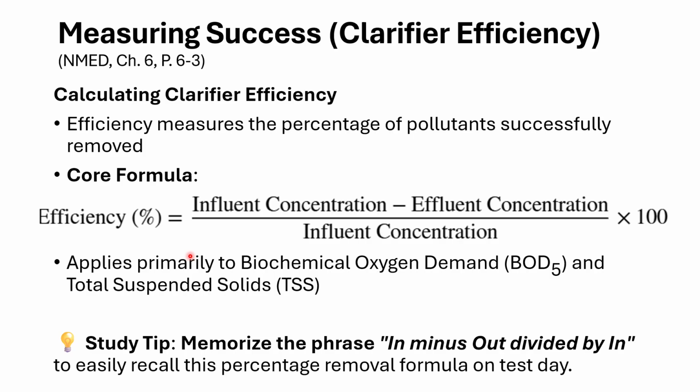Okay, so the concentrations we're talking about here will be milligrams per liter of BOD coming in, milligrams per liter of BOD coming out, or it can be total suspended solids, milligrams per liter coming in minus milligrams per liter going out, divided by the incoming concentration. There's a phrase you're welcome to commit to memory if this is giving you a hard time: in minus out, divided by in, multiplied by 100. That's going to give you the efficiency, okay?